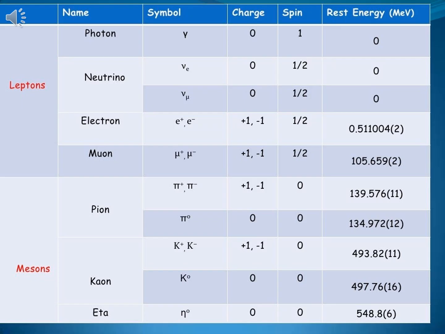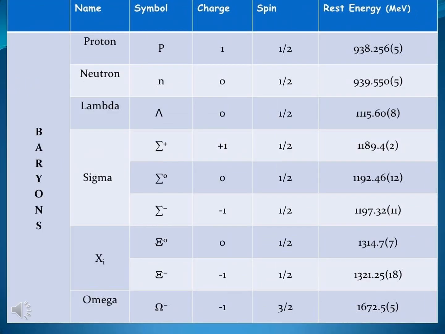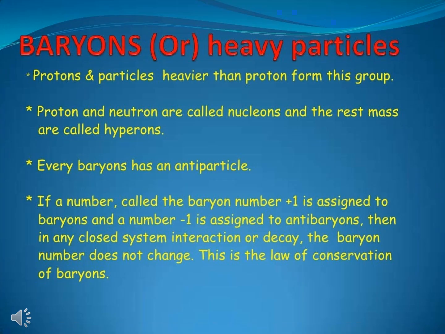This slide shows the symbol of elementary particles. This slide shows now elementary particle symbol, charge and spin and rest mass of proton, neutron, lambda, sigma, psi and omega particles. Let's see first baryons. So baryons is otherwise called as heavy particles. So first protons and particles heavier than proton form their group. Proton and neutron are called nucleons and the rest are called hyperons.